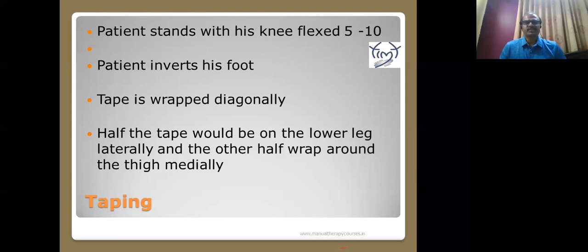One of the things we do with the tape is the patient stands with the knee flexed 5 to 10 degrees, which is a functional position. He inverts his foot, and then you put the tape diagonally, so you are trying to maintain the internal rotation of the tibia. This is a rigid tape, and it won't last for a long period, maybe 24 hours, but the efficacy is 5 to 7 hours. So if anyone comes saying that they are not able to walk, they are limping, or cannot do even a small movement, we can use this taping.